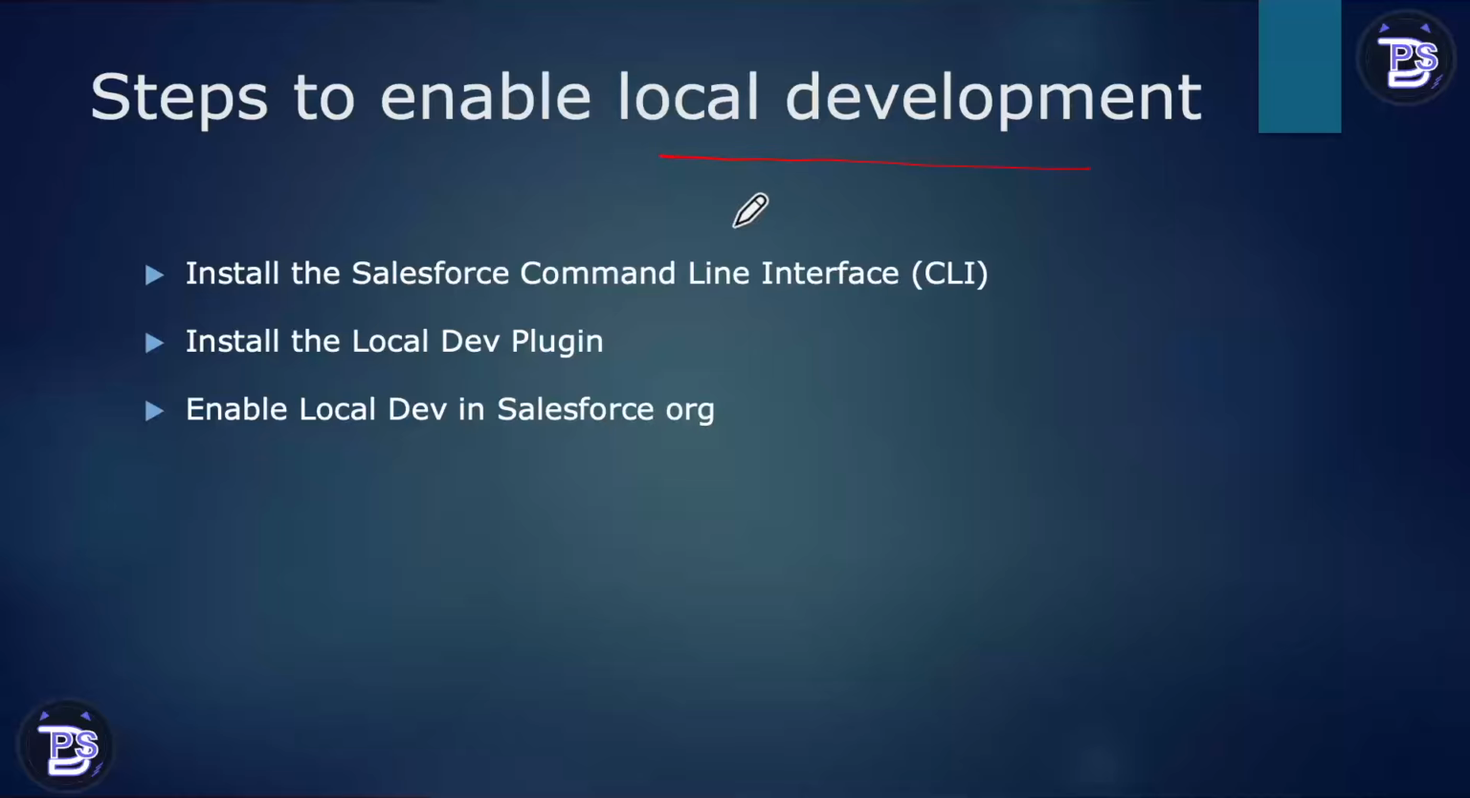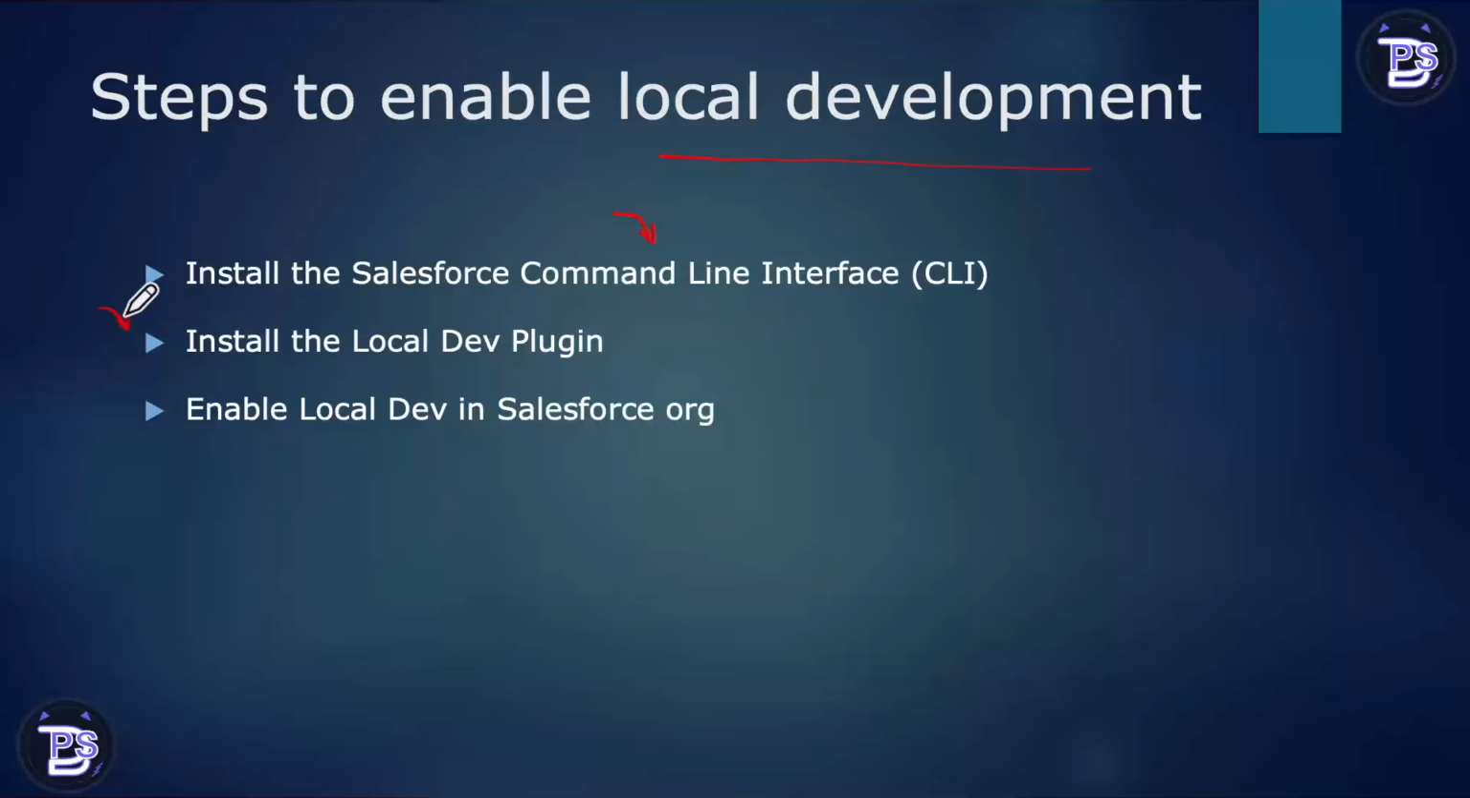The setup is going to be pretty straightforward and easy. Number one is you need to install the Salesforce CLI. If you are already using VS Code, you are utilizing Salesforce VS Code for development, you already have this Salesforce CLI installed. If you do not have Salesforce CLI installed, then you can go ahead and search for download Salesforce CLI and get it installed.